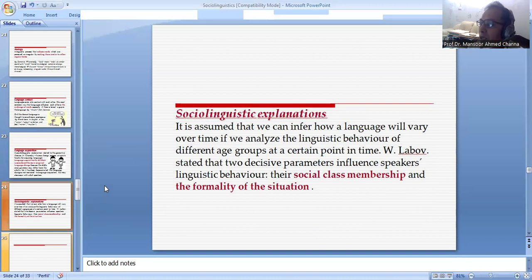Overall, the sociolinguistic explanation of the causes. It is assumed that we can infer how language varies over time if we analyze the linguistic behavior of different age groups at a certain point in time. William Labov stated that two decisive parameters influence speakers' linguistic behavior. Number one, their social class membership and the formality of the situation.